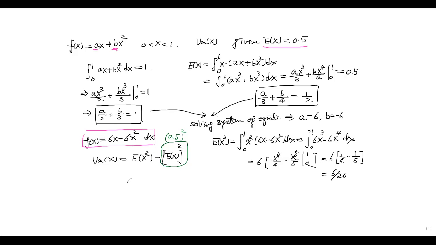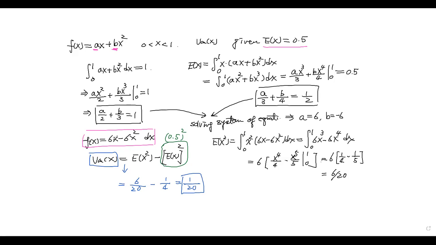Now I can substitute back into the variance. This will be 6 over 20 minus the expected value squared. The expected value is 0.5, and squared it's 1 over 4. So this will give us 1 over 20. That is our variance value.